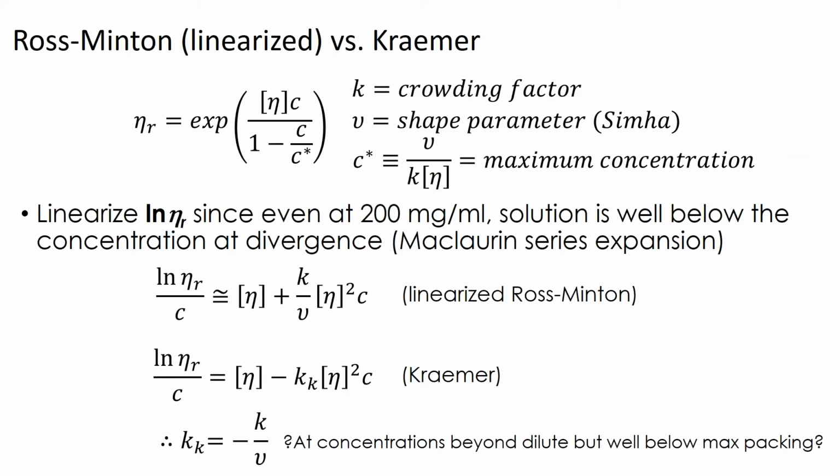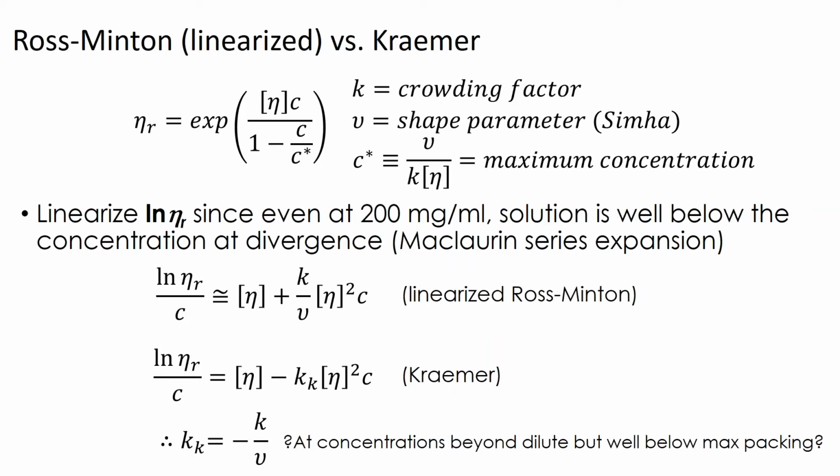One of the features of this equation is that it's expecting to diverge when you reach this maximum concentration. So I've redefined some of the parameters here and defined this concentration C star, which is intended to be the maximum concentration and the point at which the viscosity would diverge. Even at 200 milligrams per milliliter, we're nowhere near infinite viscosity, so we're nowhere near this divergence, and nowhere near this maximum concentration. So is there some simplified version of this equation that we can use because C over C star is small?